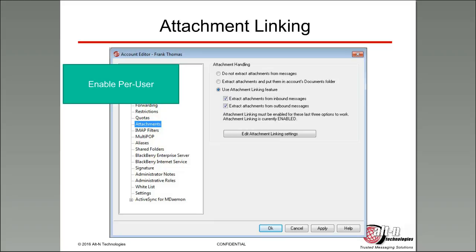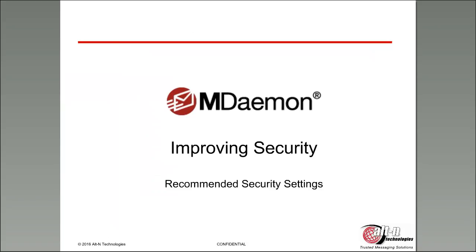Now, the other half of this is enabling the feature for each user. To do that, you would go to the account editor for that specific user, and then you would select one of these options on this screen. For example, extract attachments and put them in the account's documents folder, or use the attachment linking feature as I have shown here.